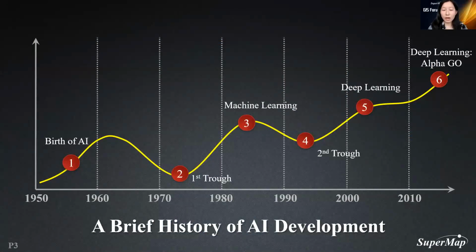Let's take a look at the history of the development of AI. As with all technological developments, AI research has experienced troughs and booms. People's enthusiasm for AI is up, down, and the rise of deep learning has driven the climax of artificial intelligence development today.